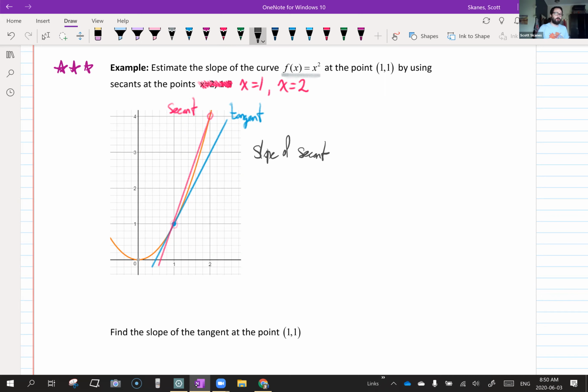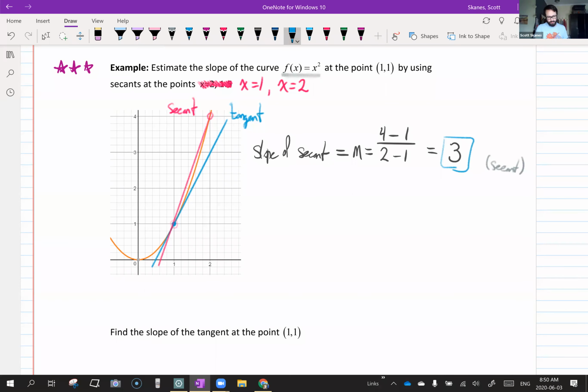The slope of the imperfect version of this, m, is y2 minus y1, so it's 4 minus 1 over 2 minus 1. That gives us 3 over 1, or 3. Our slope is 3 for this approximation. And again, this is the slope using the secant method. Okay? It's simple, it's fast, but it's not accurate.